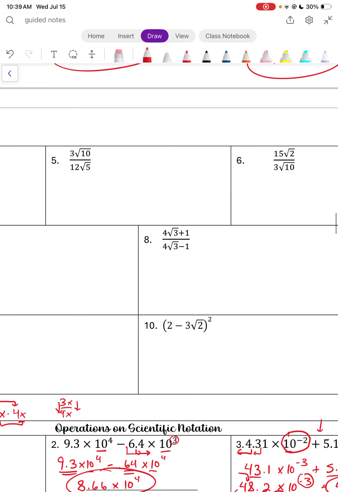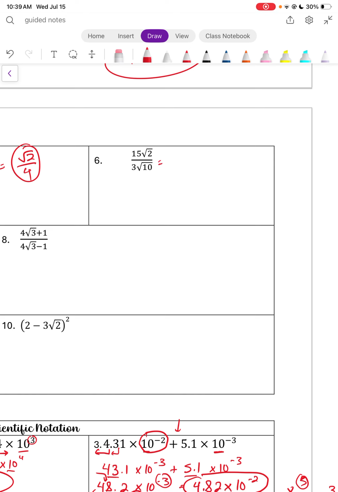Same thing here. The 3 and 12 are alike. So what we're going to do, I say divide, but you can actually treat it like a fraction. Just reduce it. That's 1/4. Root 10 and root 5 are also alike. So therefore, divide those. That gives you a root 2. So I'm going to write that as root 2 over 4. Final answer.